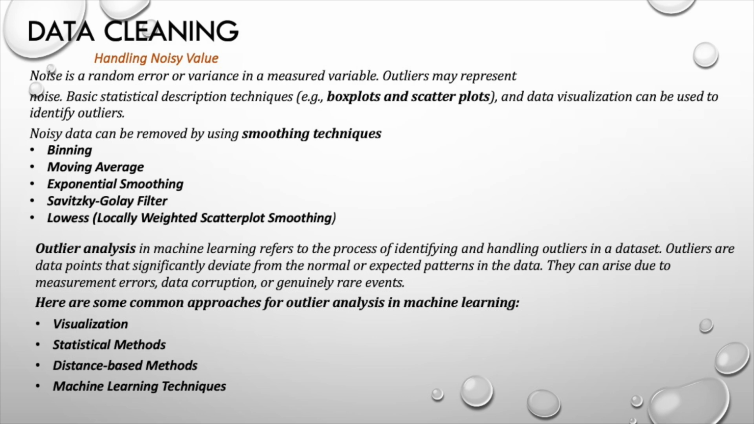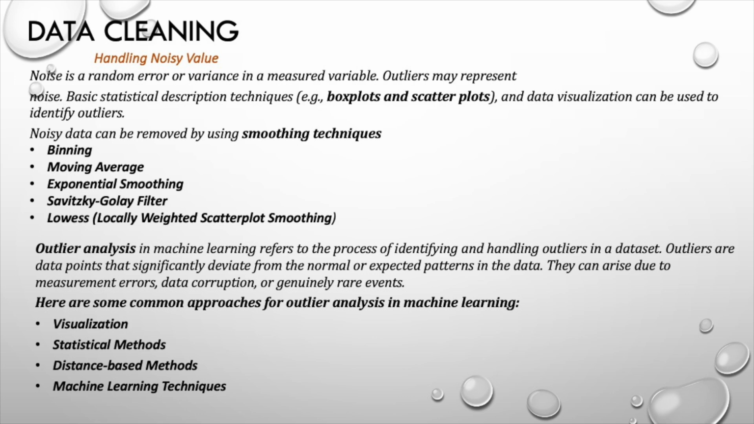Moving average. This method calculates the average of a fixed window of data points and replaces each data point with the computed average. Moving averages can be simple, unweighted, or weighted, where more recent points are given higher weights. Moving averages are effective in reducing short-term fluctuations and highlighting long-term trends. Exponential smoothing. This technique assigns exponentially decreasing weights to older data points and higher weights to more recent data points. Exponential smoothing is particularly useful for time series data, as it gives more importance to recent observations while still considering past observations.